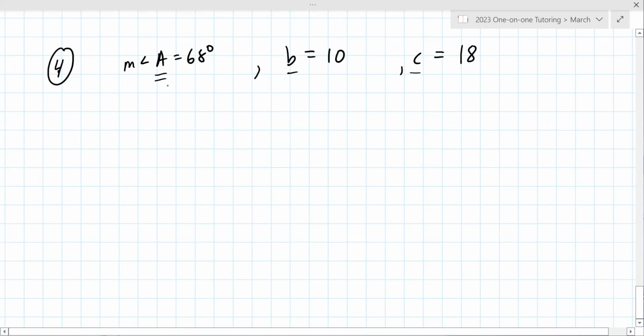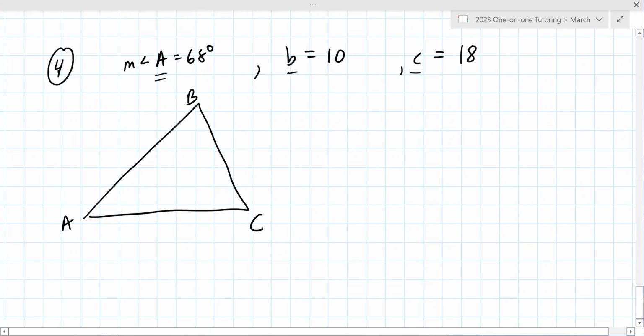Does this also have to be drawn correctly? Yeah, it does. Okay. So again, the reason I don't want you to do that is because you just want to get the numbers first, and then you can kind of make sense of them. So A is 68, B is 10, and C is 18. And this sort of leads you to finding side A to start.